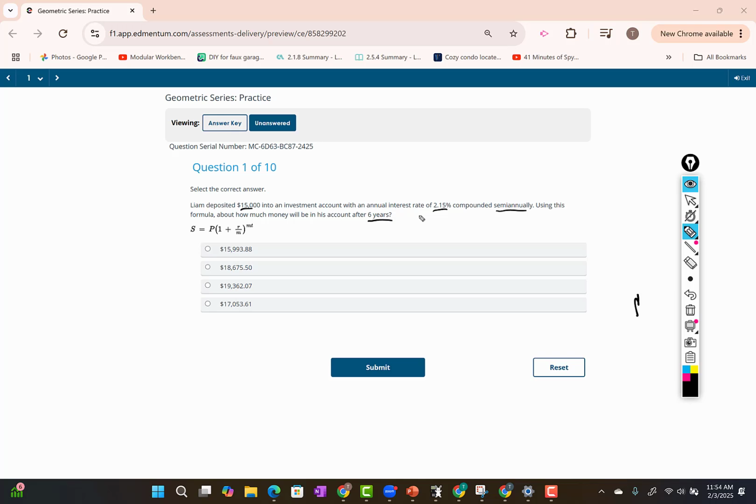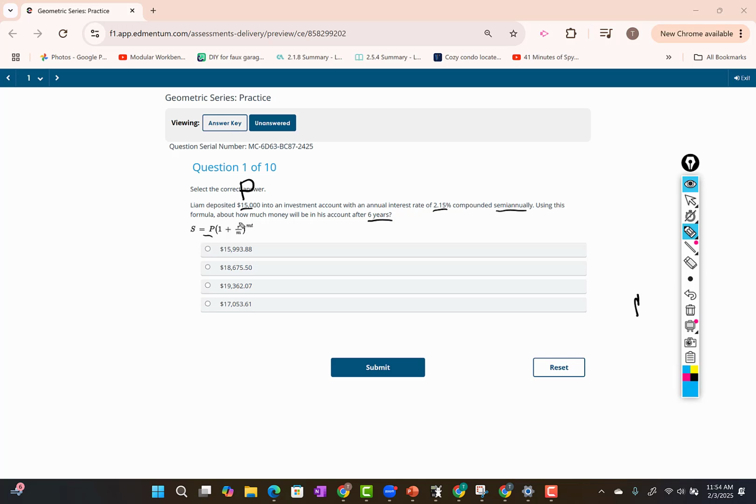So we need to identify each variable. S is what we're trying to find. It's how much money he's going to have in his account after 6 years. So obviously S is going to be one of these 4 choices. Next up is P. The P variable is the initial investment. So that's $15,000.